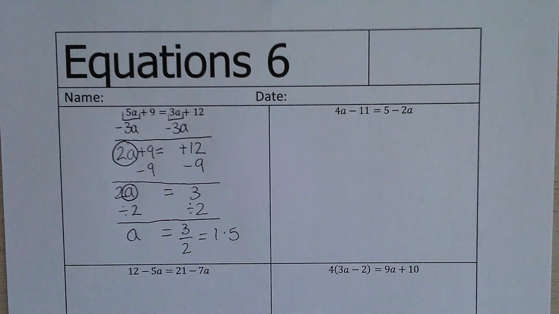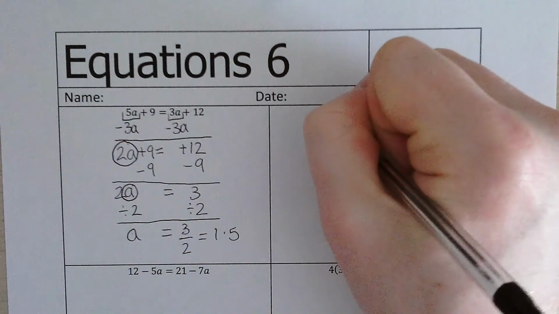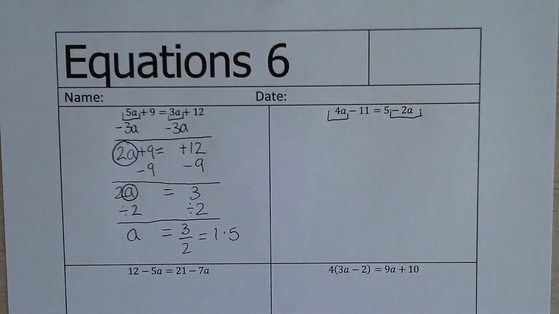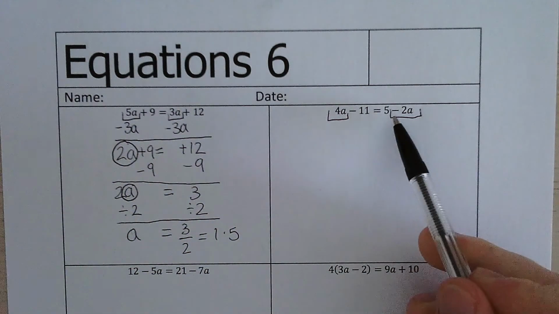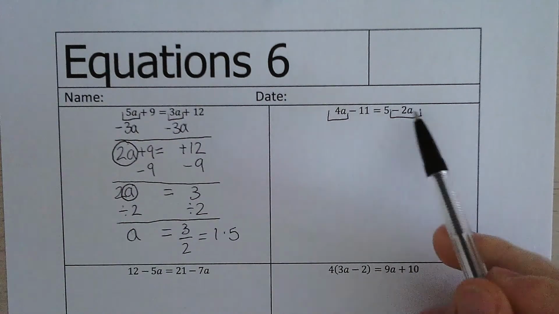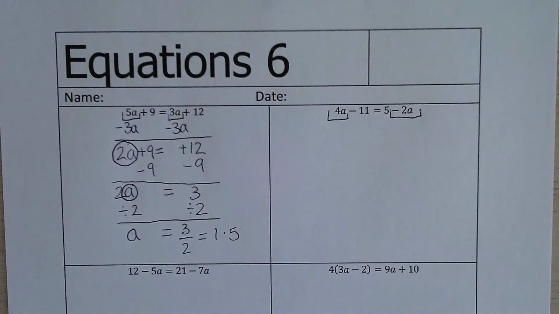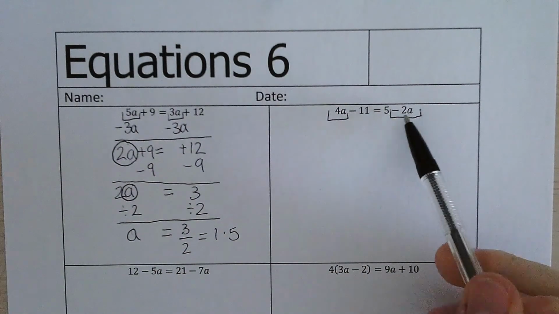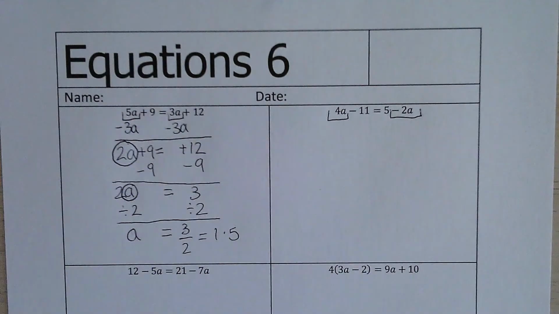Just like the last question, our first step is to identify the terms that contain the variable. So we have 4a, and we have minus 2a. Again, it's really important that we include the symbols before each term. So this term isn't 2a, it is minus 2a. Out of these two terms, which term is the smallest? Well, that would be minus 2a, because minus 2 is smaller than 4.